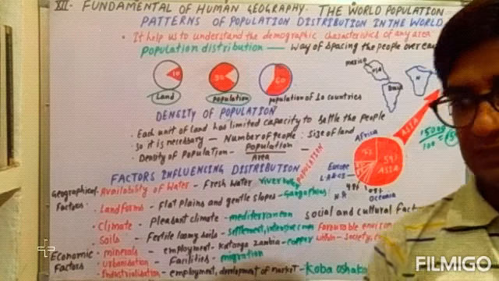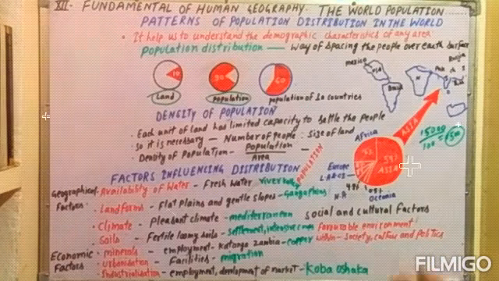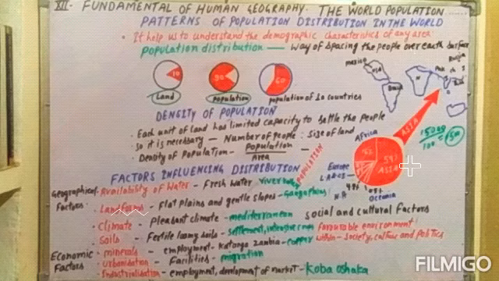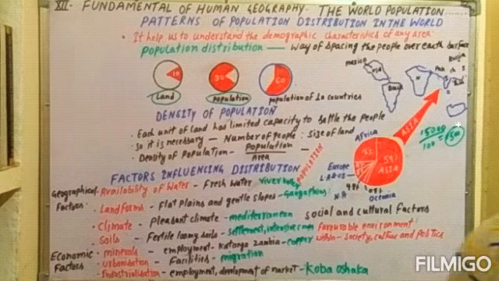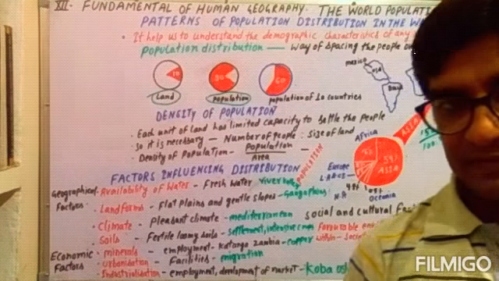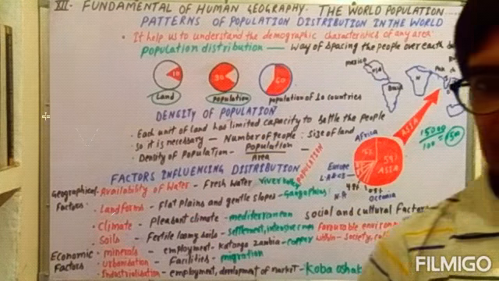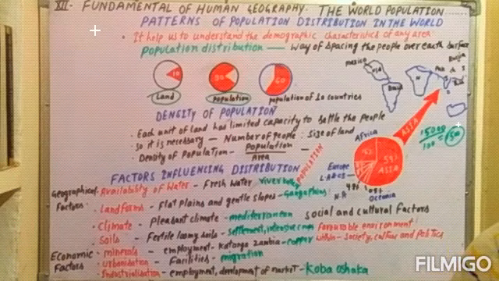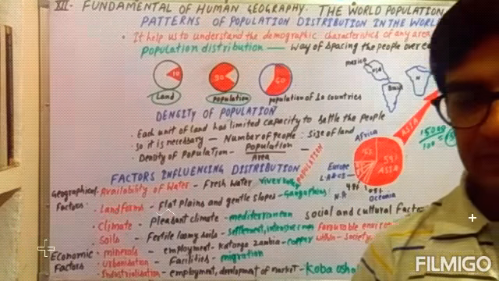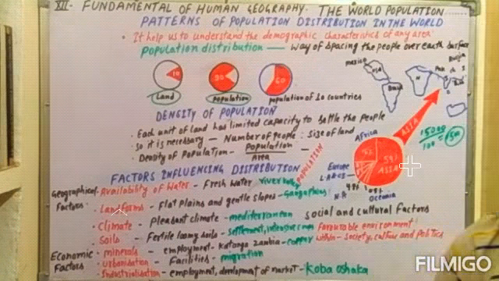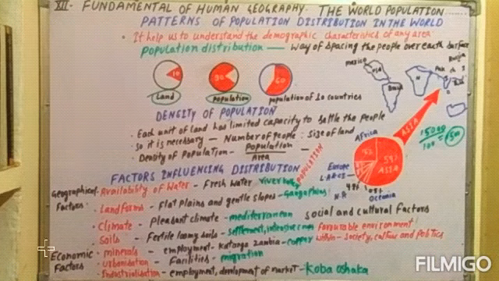So students, let's see the next thing, where we will see other responsible factors. Density of population means the number of people who are living in a square kilometer area, that unit. That is known as the density of population.